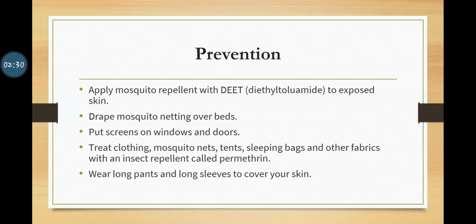Prevention of malaria. Apply mosquito repellent with diethyl toluamide to exposed skin. Drape mosquito netting over beds. Put screens on windows and doors. Treat clothing, mosquito nets, tents, sleeping bags, and other fabrics with an insect repellent called permethrin. Wear long pants and long sleeves to cover your skin.